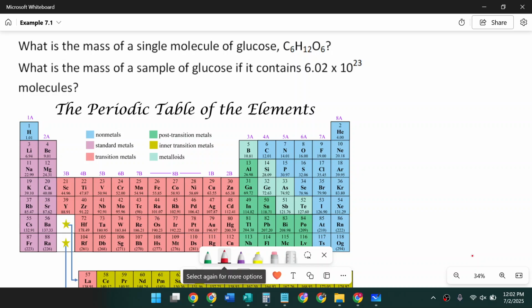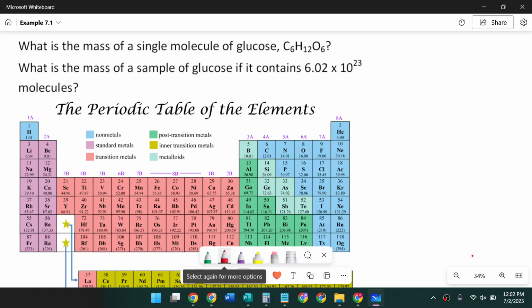This is example 7.1 from Discovering Design with Chemistry. The problem says, what is the mass of a single molecule of glucose, C6H12O6? What is the mass of a sample of glucose if it contains 6.02 times 10 to the 23rd molecules? Now, we just learned about a mole, and this number represents 1 mole. So that's going to make that part of the problem easier when we get to it. But let's start with the first question.